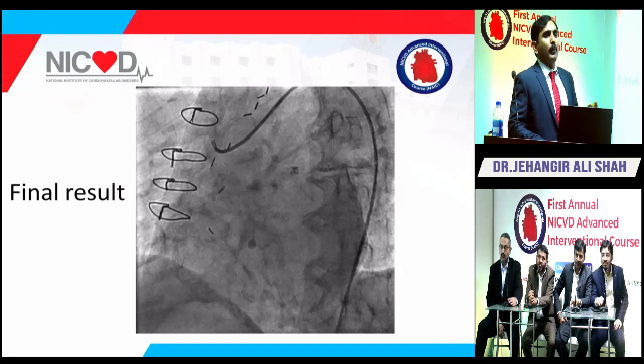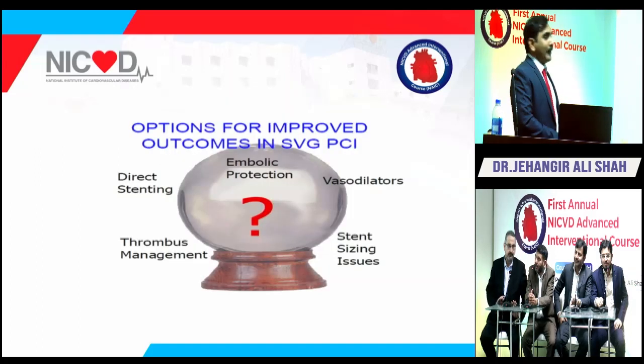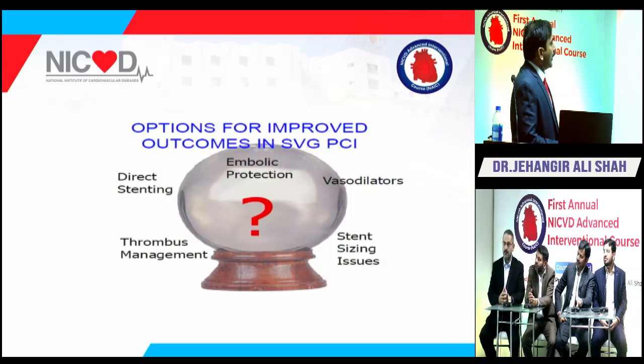If he becomes symptomatic, then we'll see. A 70-year-old male, you want to do the complete revascularization, we'll do it CTO, opening up the LAD in CTO. Okay. So as we already discussed, the options for improved outcome: direct stenting, embolic protection device, vasodilator use, stent size, and thrombus management.